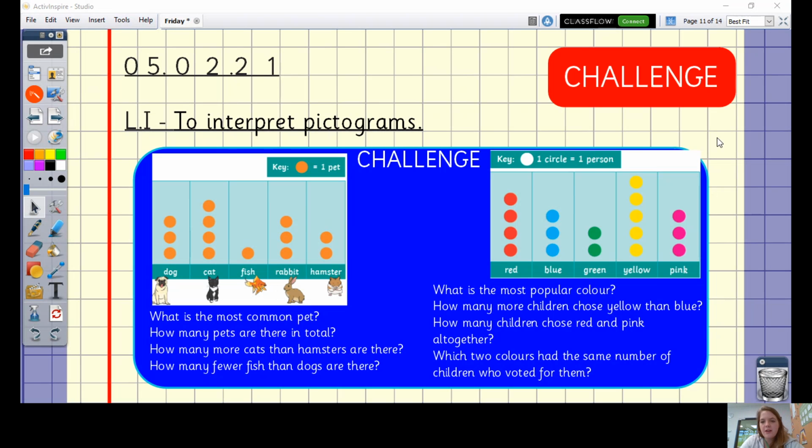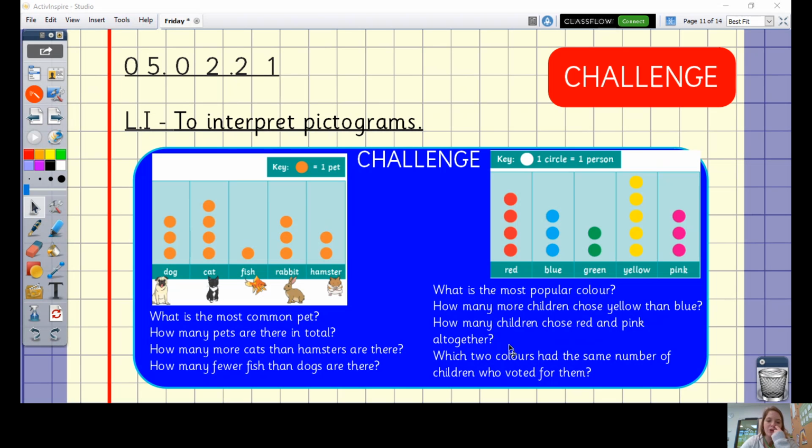And then finally, for the other one, questions are, what is the most popular colour? How many more children chose yellow than blue? How many children chose red and pink all together? And which 2 colours had the same number of children who voted for them? So 2 of the colours have the same number of circles. Try and find those 2 colours.